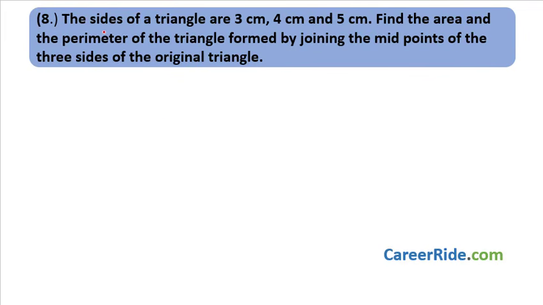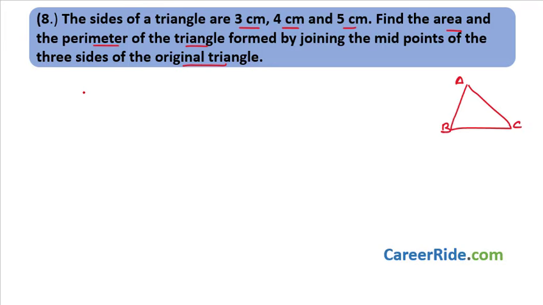Okay, now let's see question number 8. The sides of a triangle are 3 centimeter, 4 centimeter and 5 centimeter. Find the area and the perimeter of the triangle formed by joining the midpoints of the 3 sides of the original triangle. Okay, so what is given to us here? We are given a triangle here, A, B and C, let's say.